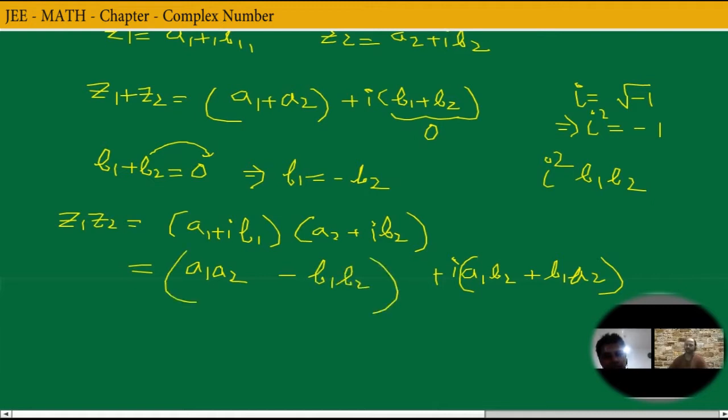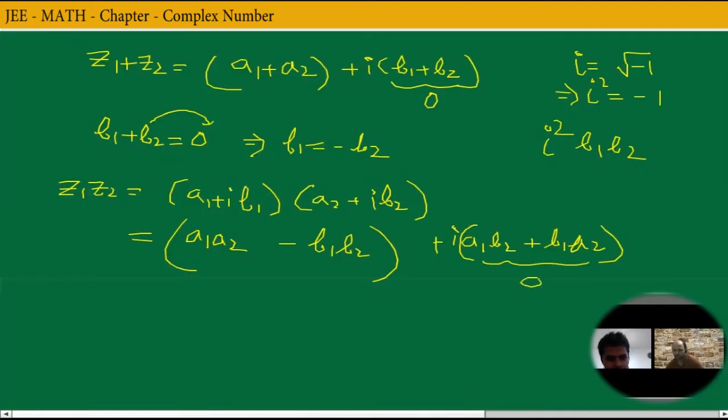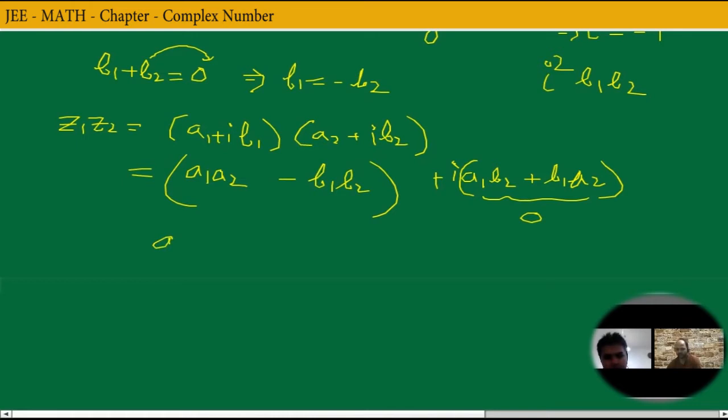So we got this. It's saying it's a real number, I believe, like both real. So don't you feel like this part will also be 0? Yes. So from that, this is going to be this. Can you write like this? Yes, we can. Now you can see, what would be the relation between b1 and b2?